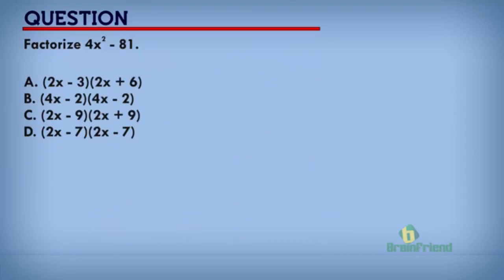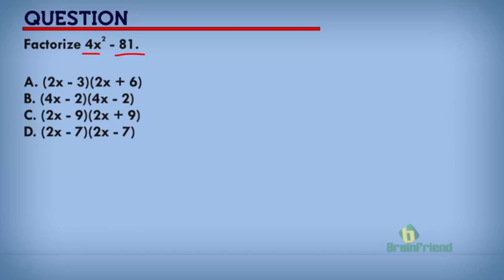Before we go, however, to confirm that we've learned how to carry out factorization, we'll take two quick questions. So question 1, factorize 4x squared minus 81. 4x squared minus 81.